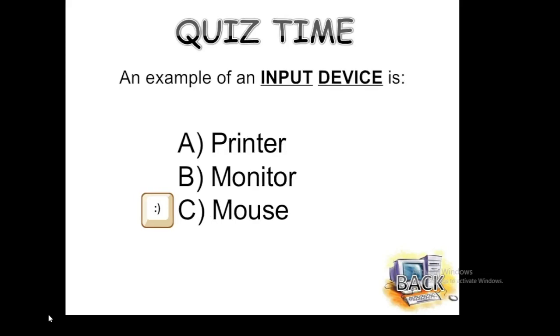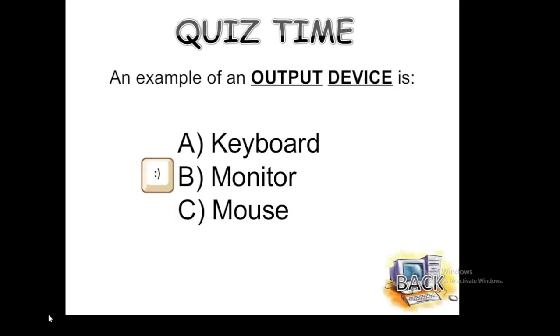An example of an input device is, what is the example? Printer, monitor, mouse. The correct answer is mouse. An example of an output device is A, keyboard, B, monitor, C, mouse. The correct answer is answer B, monitor.